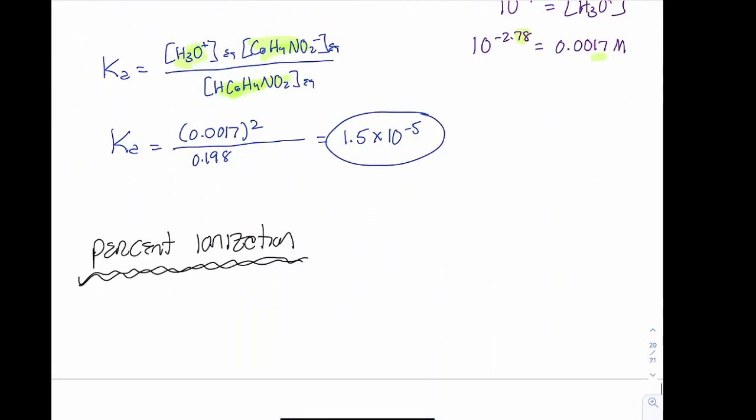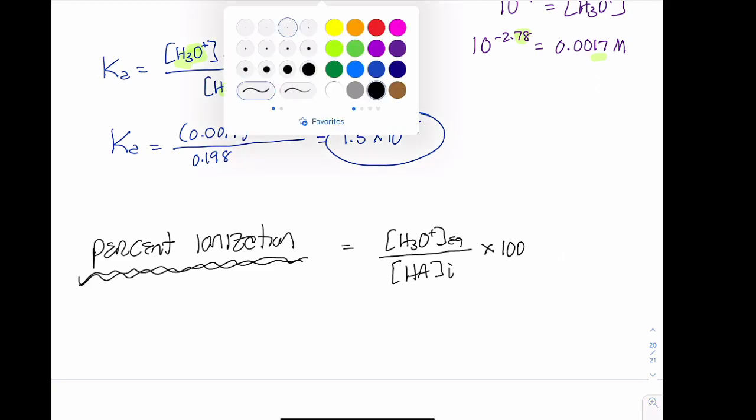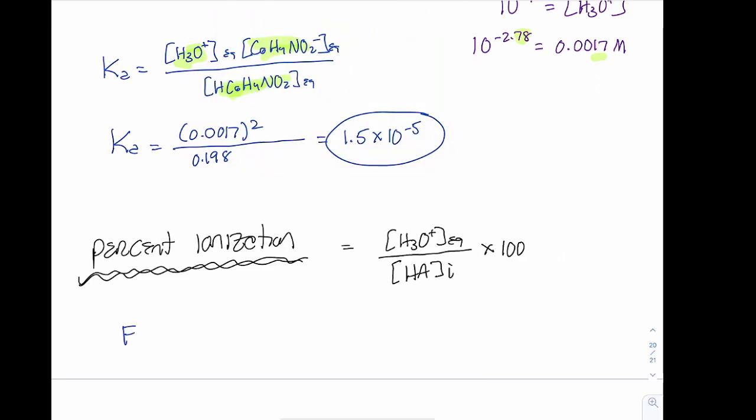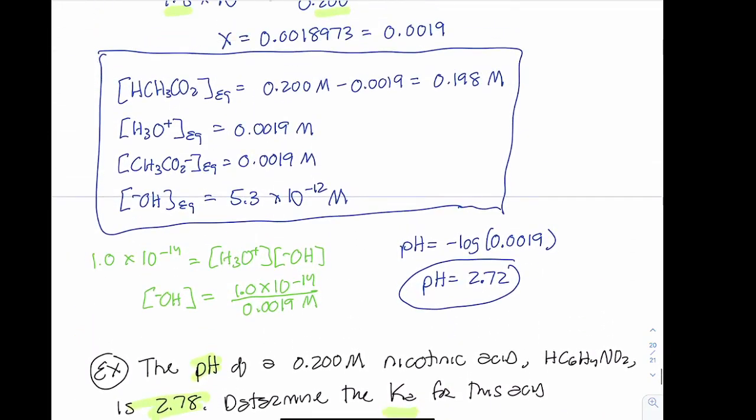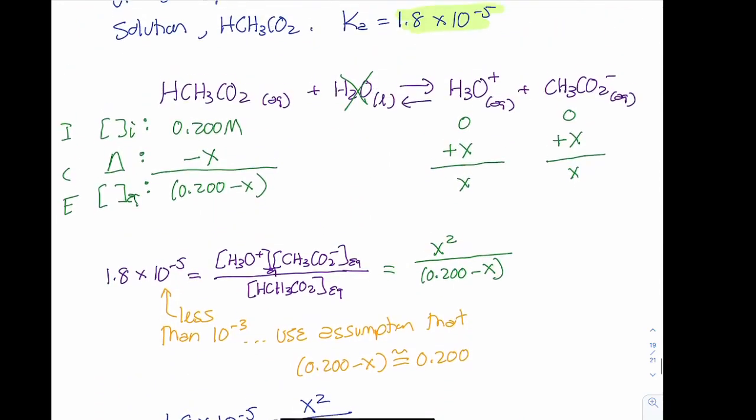The other way to determine that is to calculate percent ionization. And that's just going to be the concentration of hydronium ions at equilibrium divided by my initial acid concentration. So I for initial concentration, and then for the percent, we'll multiply it by 100. So if we want to calculate the percent ionization for my first example, we're going to scroll back up here and get some numbers. Again, if I go too fast, pause the video whenever you need to.